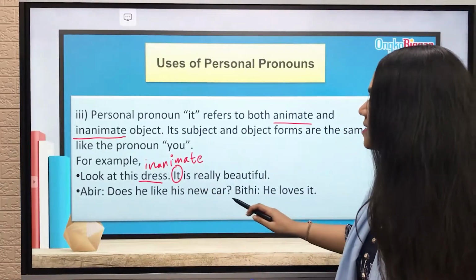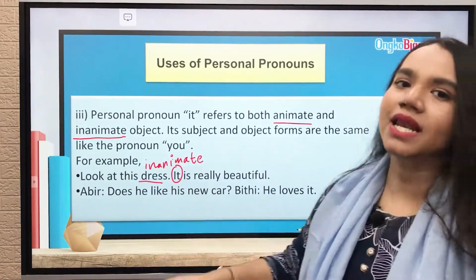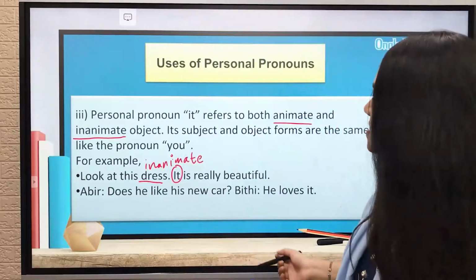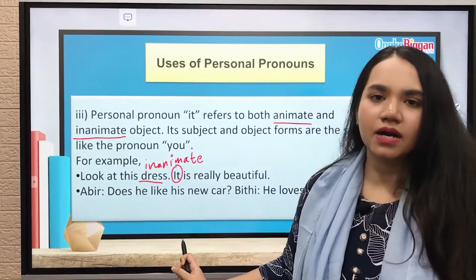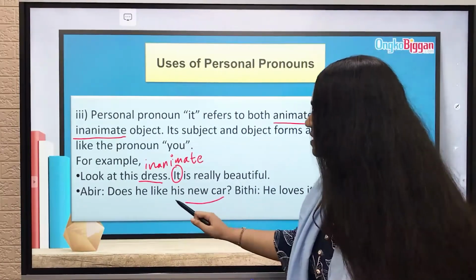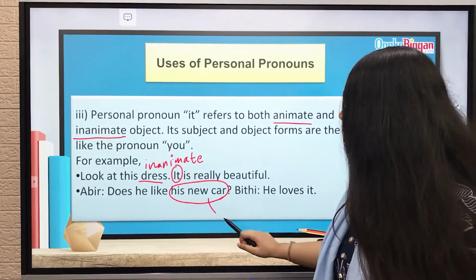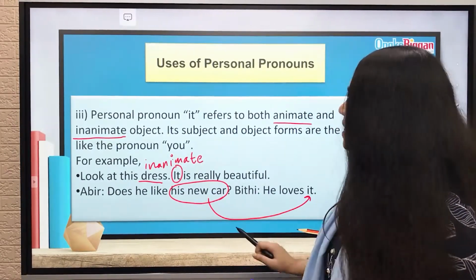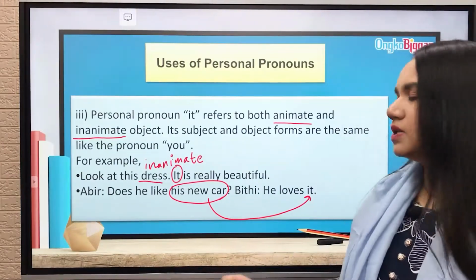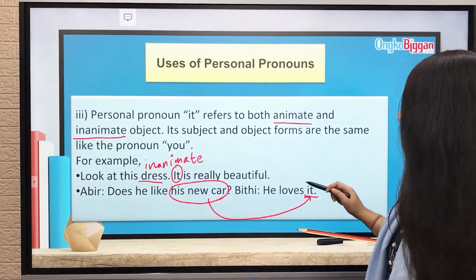Similarly, "Does he like his new car?" "Biti is saying he loves it." So in this case, "Does he like his new car?" What is the noun that it is being replaced by? The noun is his new car. So if I want to replace the words "his new car," I can use the pronoun it, being an inanimate object.